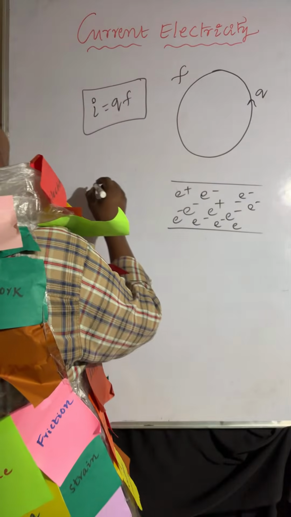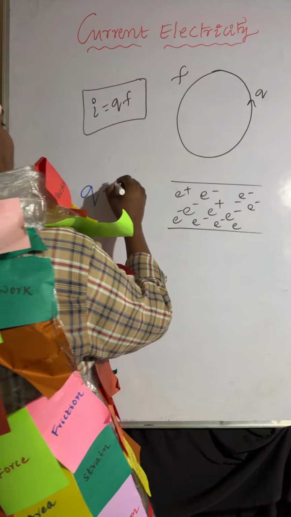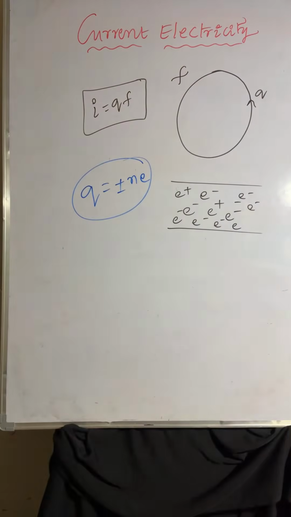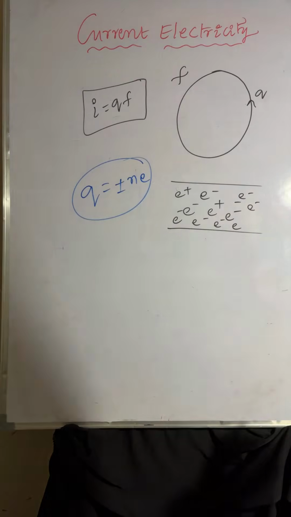So charge is quantized. Quantization of charge: Q equal to plus or minus NE, where N is the number of charges. Positive charges are protons, negative charges are electrons. So Q equal to plus or minus NE is the quantization of charge. Here, one more point.